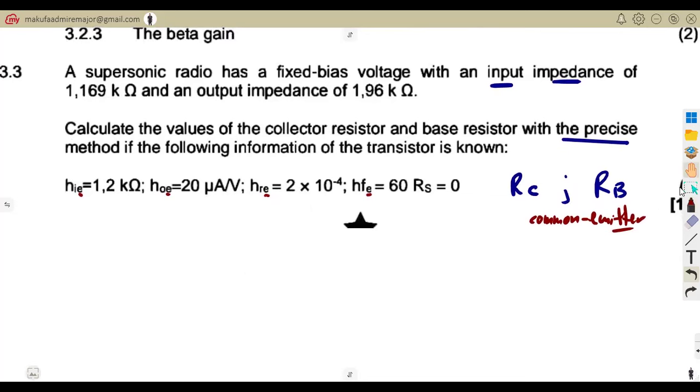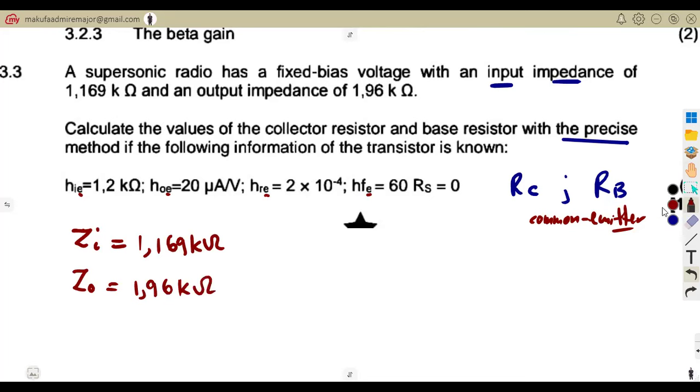So what about the input impedance? They were given the input impedance. Remember, when you're dealing with these, I talked about this in our introductions, that there are impedances of the entire stage, and there is the input impedance of the transistor only. These given ones are of the entire stage. So they are giving us ZI of the entire stage, which is 1.169 kilo ohms, and the output impedance, our Z out, again of the entire stage, which is 1.96 kilo ohms. So these represent the entire stage.